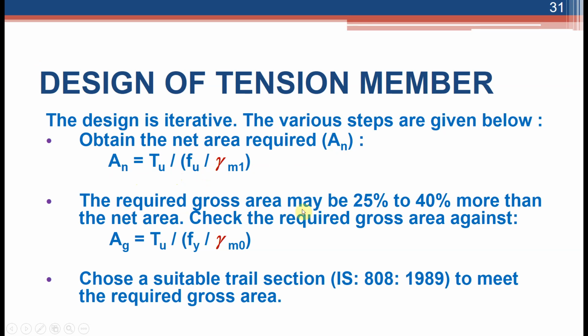Then the required gross area is increased to the tune of 25% to 40%. Therefore check the required gross area against Ag = Tu / (Fy / gamma m1). Choose a suitable trial section using IS 808 1989 to meet the required gross area.